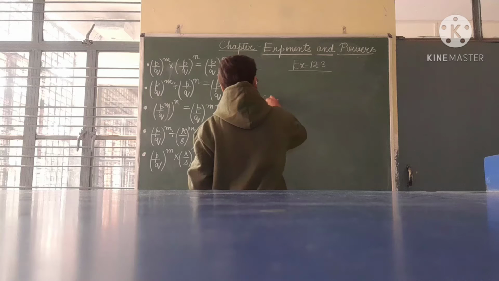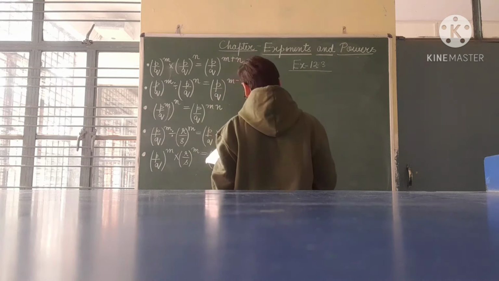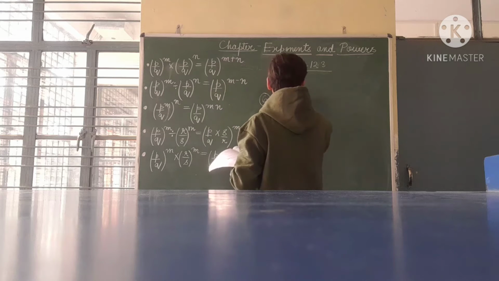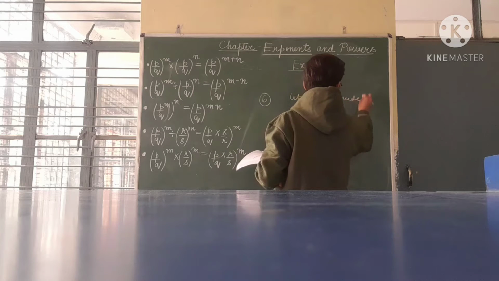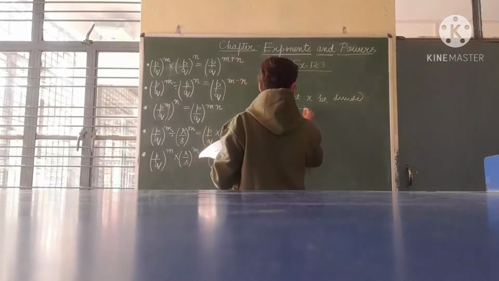Now I am telling you question number 6. What does it say? What number should be divided? Suppose x be divided. Suppose x. Okay, now I divide this number with x.